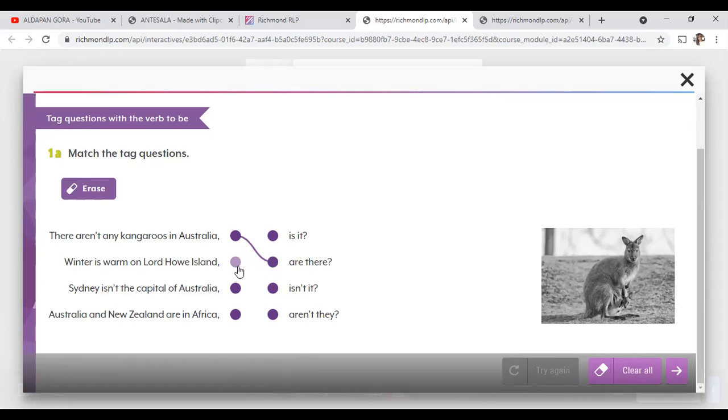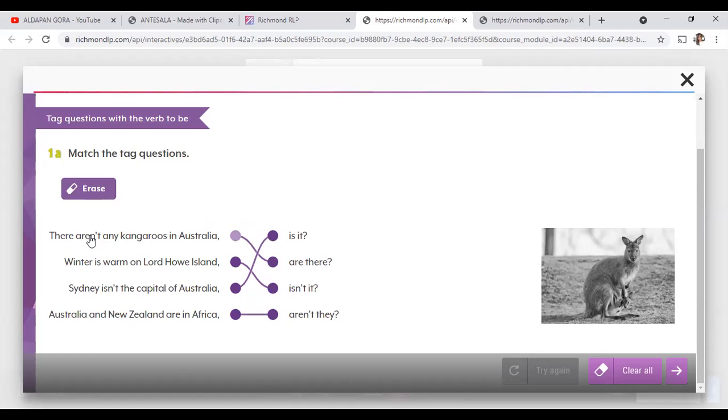Second, winter is warm on Lord Howe Island. Isn't it? Perfect. Number 3, Sydney isn't the capital of Australia. Is it? And the last, Australia and New Zealand are in Africa. Aren't they? Very good. This is the first exercise. You have to match the tag questions.